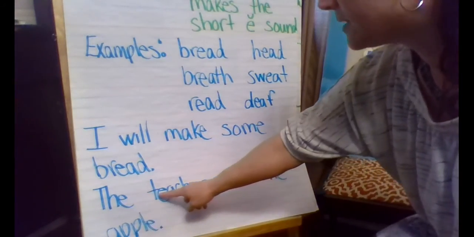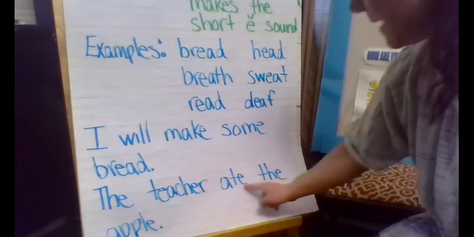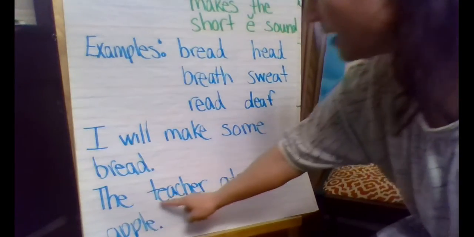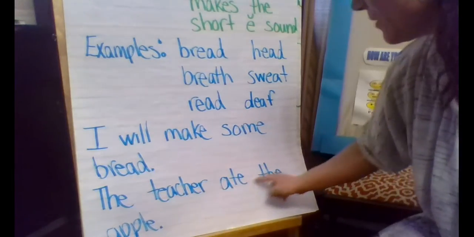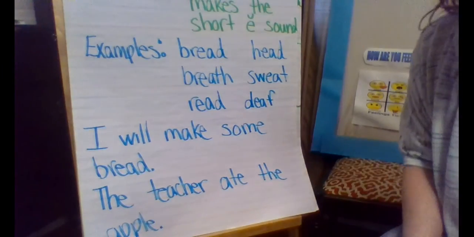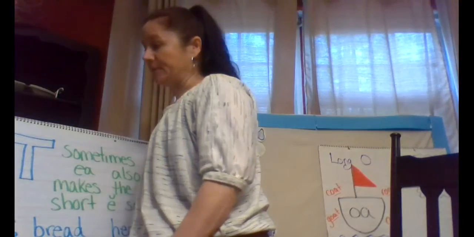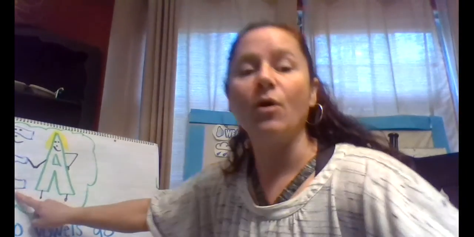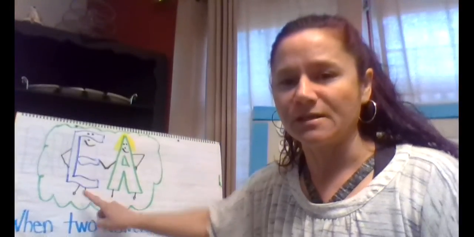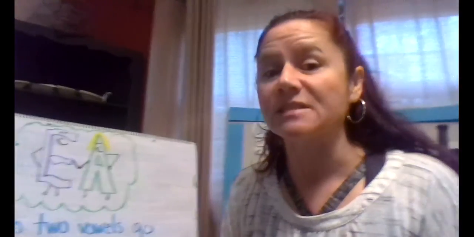Okay, I see another vowel pair in my second sentence. The teacher ate the apple. What vowel pair would you use then? So remember, normally E and A together, you would only hear the E. You would only hear the E, boys and girls. But remember, there are exceptions to some rules.